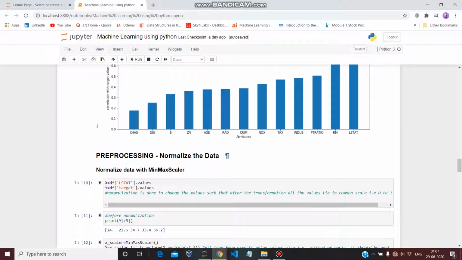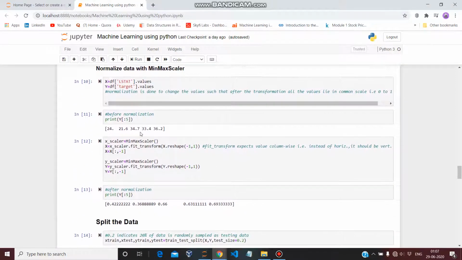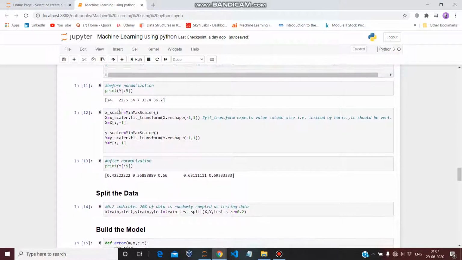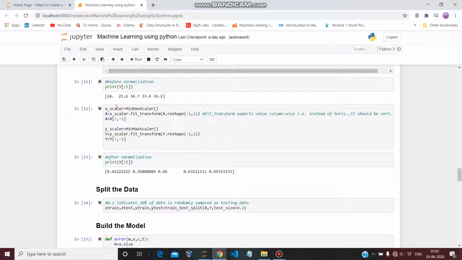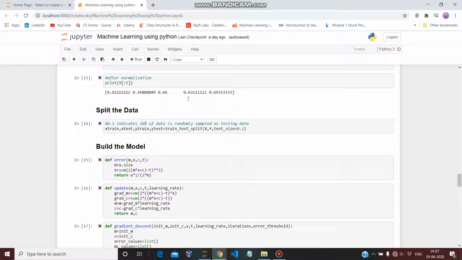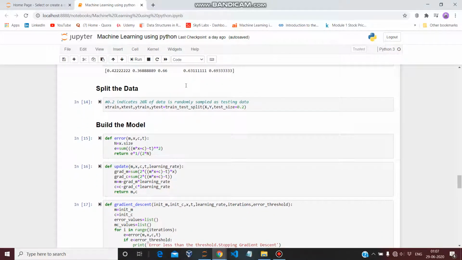Here we have normalized the data with our min max scaler. Normalization will scale our data to within 0 to 1. After pre-processing ends, we have split the data into training and testing data sets. Here test size is 0.2, and 0.2 means 20%.